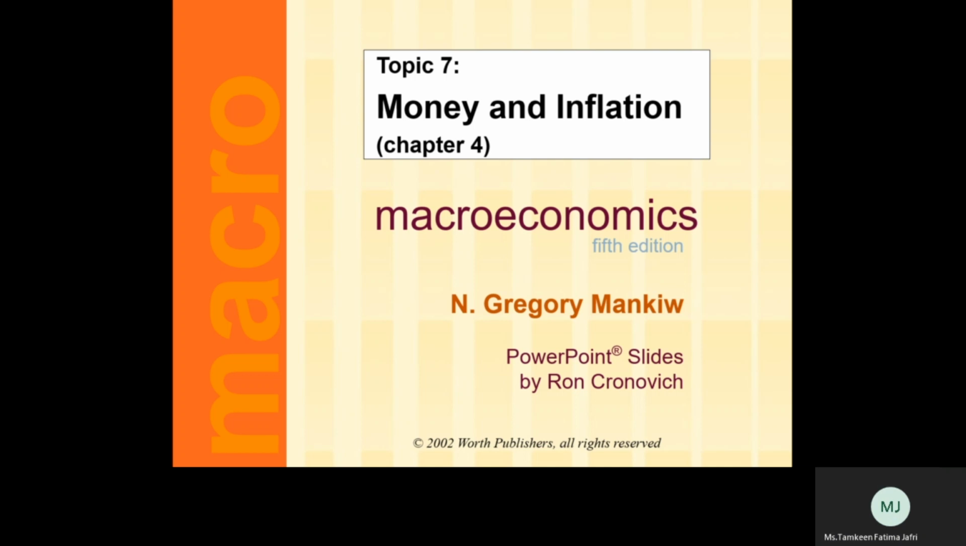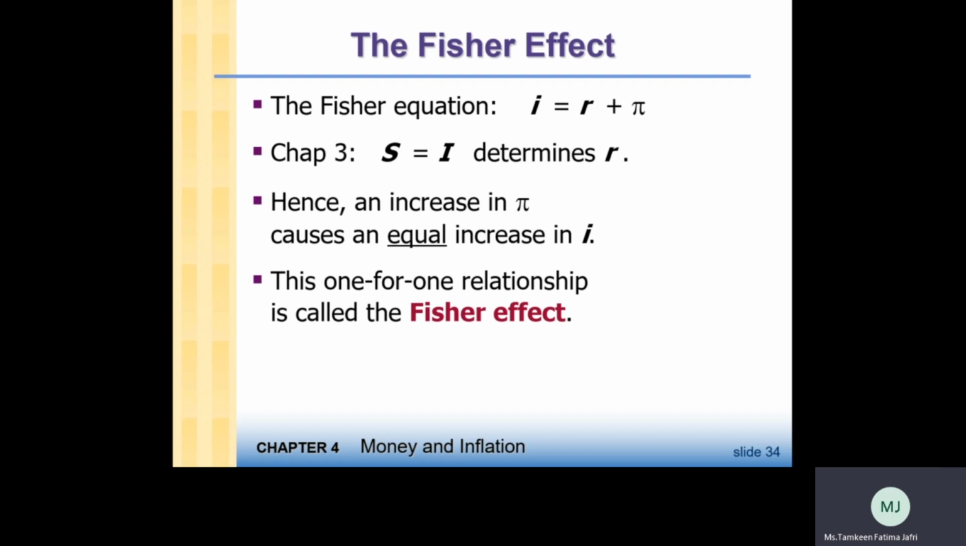Okay, so it's going to be around 6%. Okay, so let's just move ahead. I also explained to you the Fisher effect in the last class. The Fisher equation is simply the nominal interest rate is equal to the real interest rate plus inflation. So I need not elaborate much on this because this was already explained to you in the previous lecture.